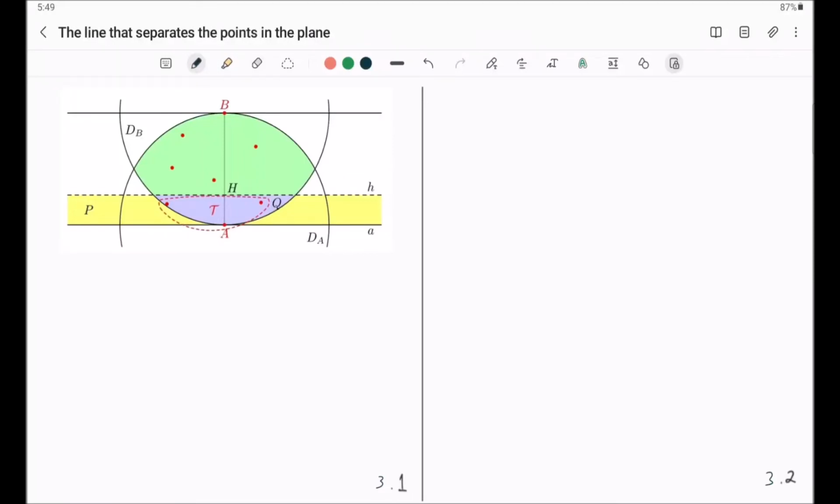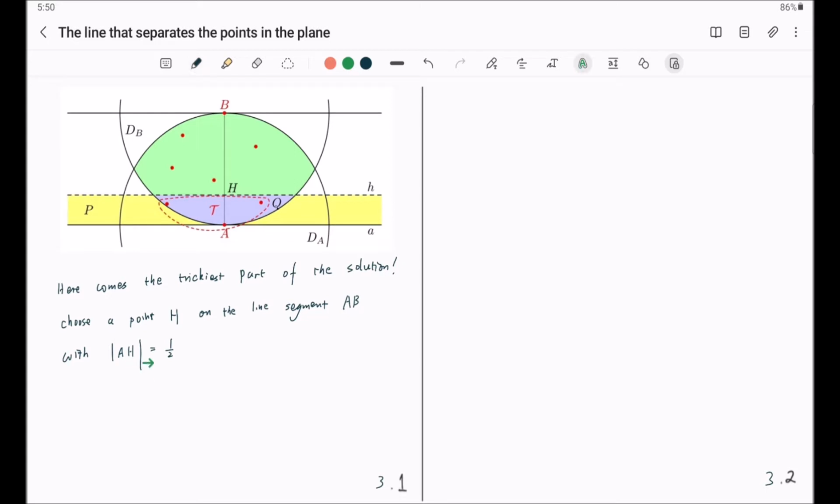Now here comes the trickiest part of the solution. We choose a point H in the line segment AB with the length of AH equal to 1/2. Recall that the length of AB is m, which is greater or equal to 1, so it is possible to make this choice.